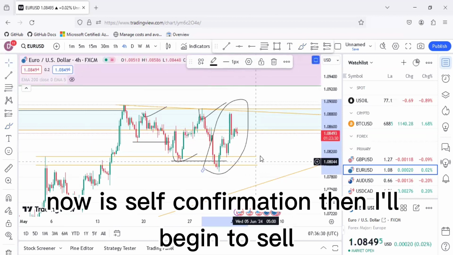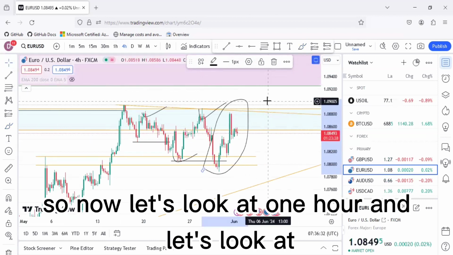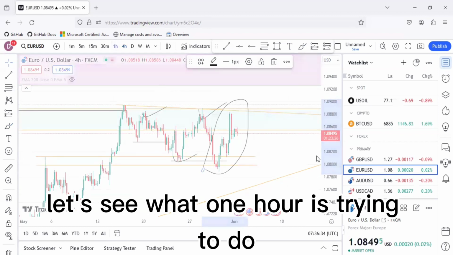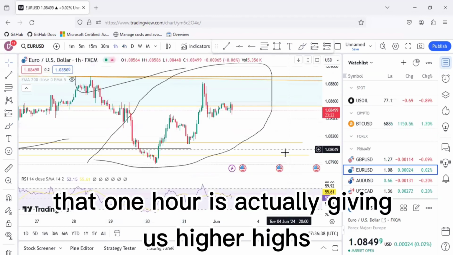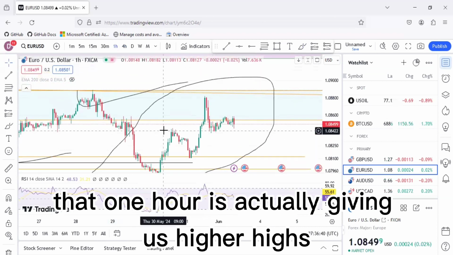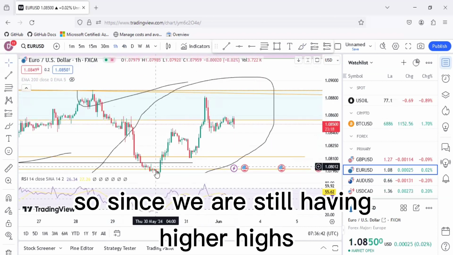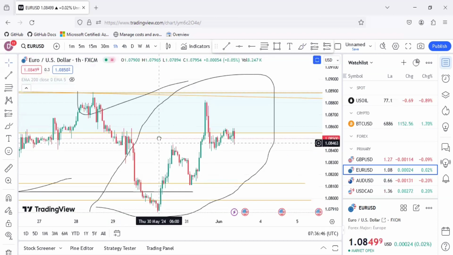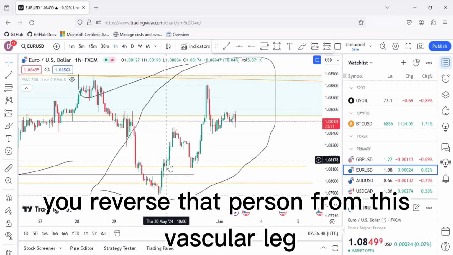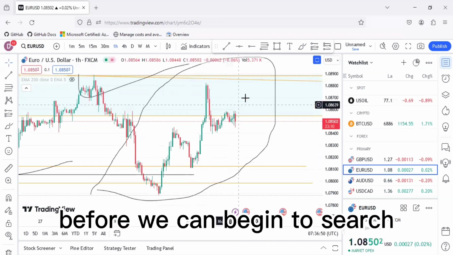Then I'll begin to sell. So now let's look at 1 hour. Let's see what 1 hour is trying to do. If you see 1 hour now, you can see that 1 hour is actually giving us higher highs. So since we are still having higher highs, we need a confirmation, a reversal pattern from this particular leg before we can begin to sell.